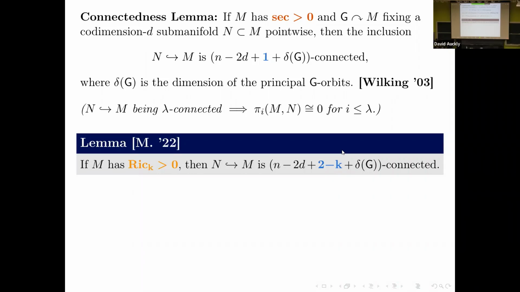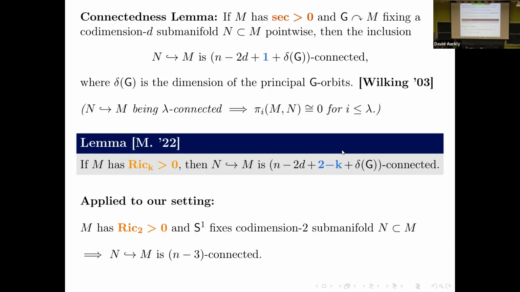All right, so the idea is instead to take a look at Jacobi fields along geodesics and use a comparison result by Guijarro and Wilhelm for intermediate Ricci curvatures that builds off of Wilking's transverse Jacobi field equation. But sparing those details, let me tell you what we get in the context of this problem. So I have a manifold with Ricci 2 positive. I know a bunch of them are going to have circles that fix a codimension 2 submanifold. So that means that this codimension 2 submanifold is going to be N-3 connected in M.